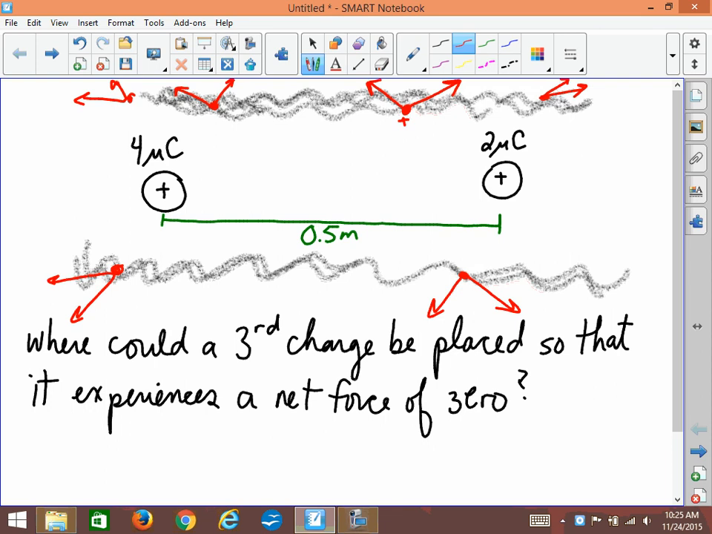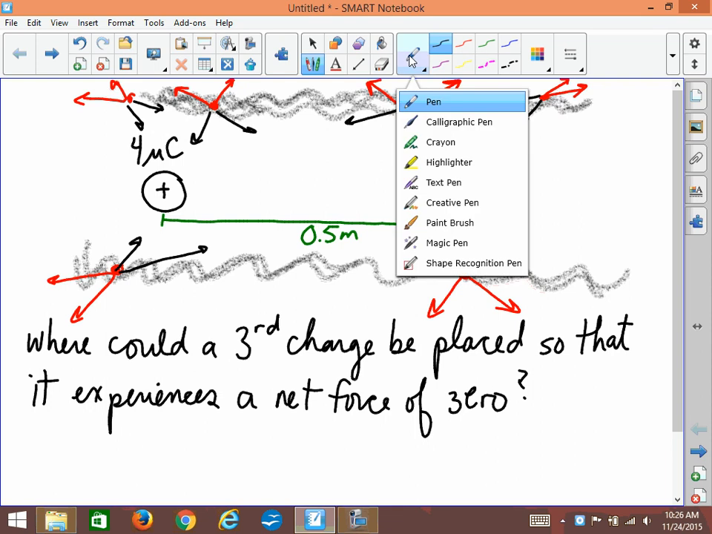Now, what if we changed it? What if we made it a negative charge? Well, the only difference is the arrows would all flip their directions. So if that were the case, they would simply be attracted to here and attracted to there, or attracted to here and attracted to there. But again, these arrows cannot add to 0. And the same on the bottom, attracted to the one over there and attracted to there. So it doesn't matter what kind of charge is on this third charge, whether it's plus or minus. None of these areas will work.